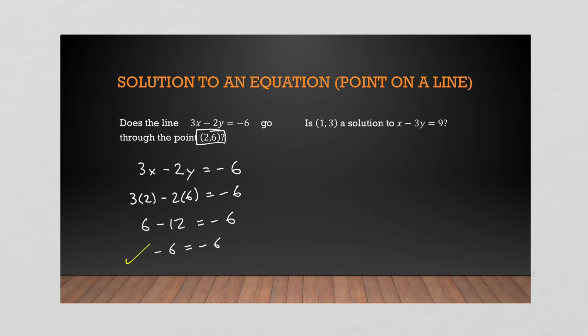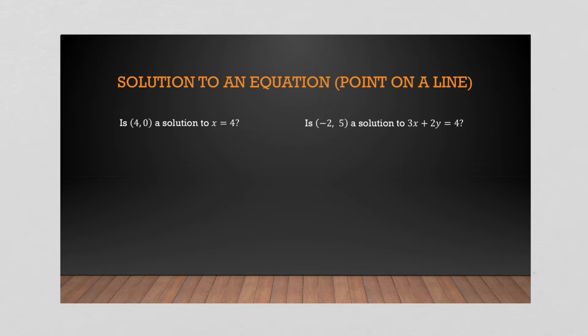So same one here, we have x minus 3y equals 9. So I'm going to plug in a 1 for x and a 3 for y. But in this case, I get 1 minus 9 equals 9, which gives me negative 8 equals 9. So not overly happy about that. That is not a point on my line. So the principle of plugging in and solving is the same as it was with slope-intercept form.